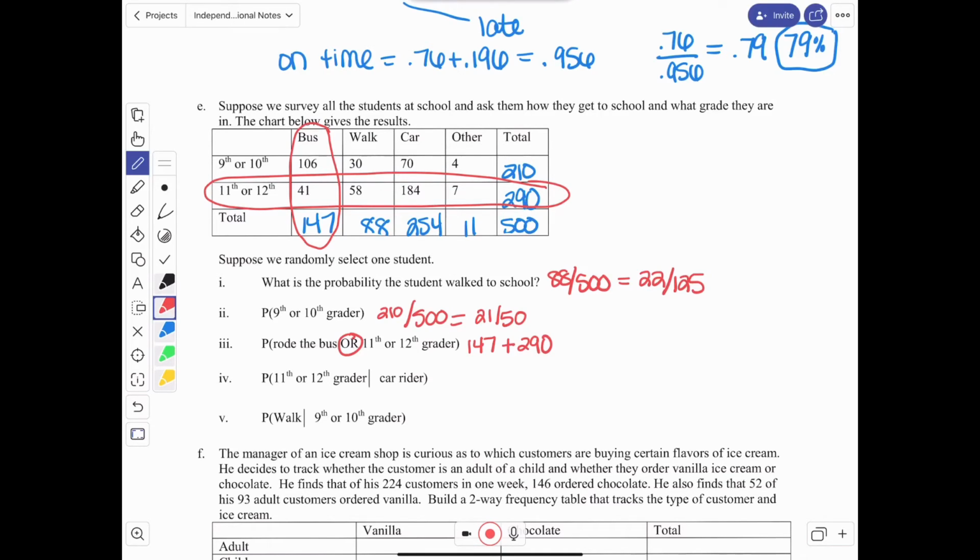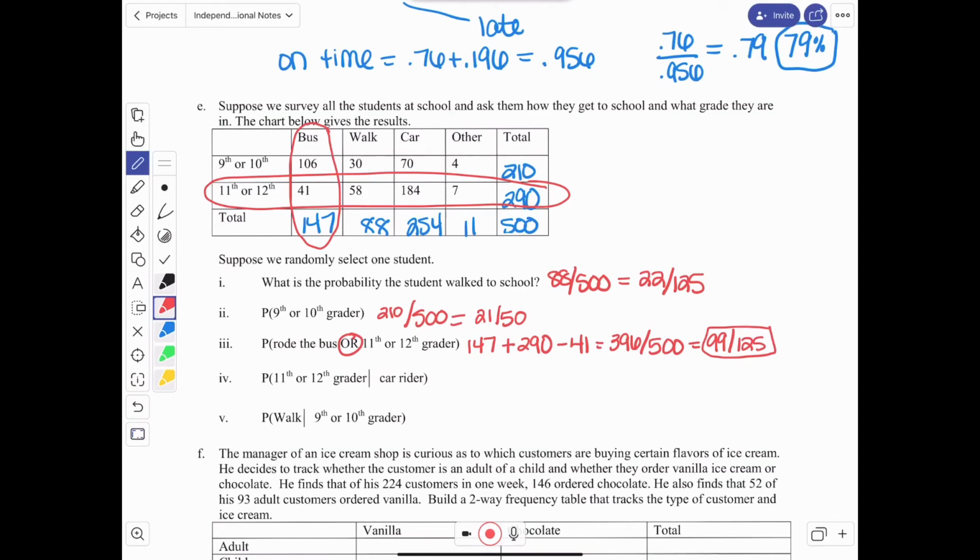Now, obviously, there's an overlap. That overlap is 41. That means we are counting 41 of those students twice. So, we need to subtract 41 from that total. And if you remember back, that was in our addition formula. We learned that formula. That's part of our addition formula, okay? So that's why we're subtracting here. So that's going to give us a total of 396. And, of course, we still need to do that out of 500. And that's going to reduce to 99 out of 125. So that's going to be our final answer, okay?